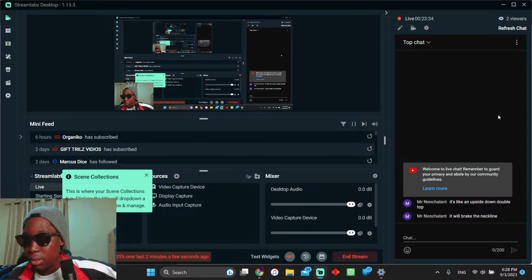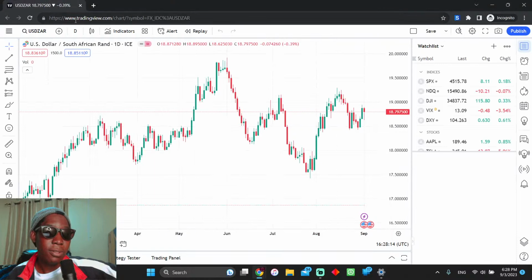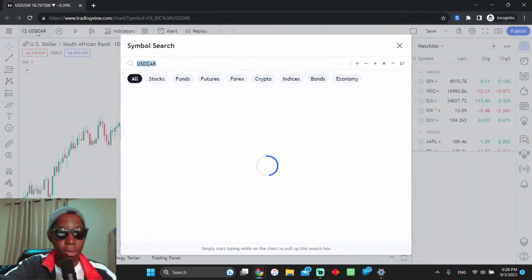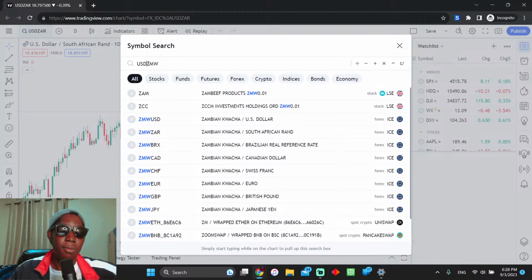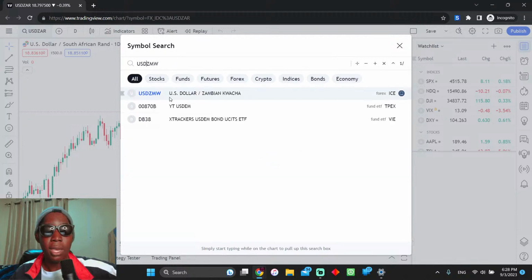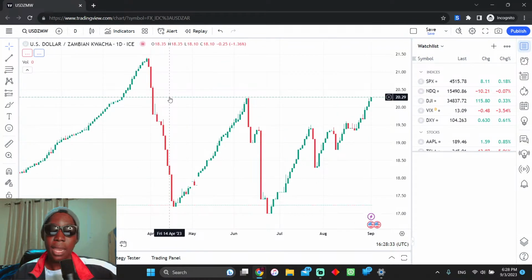Okay, so I'm going to read some comments. So it's like an upside down double top. It will break the neckline. Yeah, those are all possible outcomes. So now let me enter the USD ZMW. Let me remove this. Okay, there it is now. Okay, so now we're going to have a clean chart.